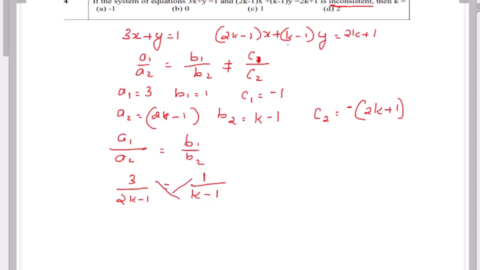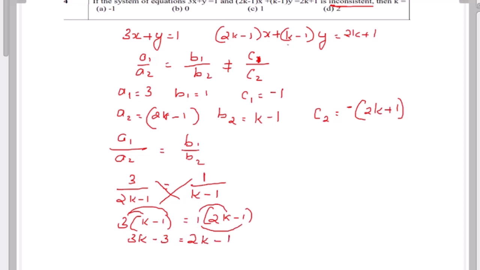So cross multiplication. 3 into k minus 1 is equal to 1 into 2k minus 1. After cross multiplying, we will get 3 into k minus 1 and 1 into 2k minus 1. So what is 3 into k? That is 3k, minus 3 into 1, that is minus 3, is equal to 1 into 2k, that is 2k, and 1 into minus 1, that is minus 1, right?